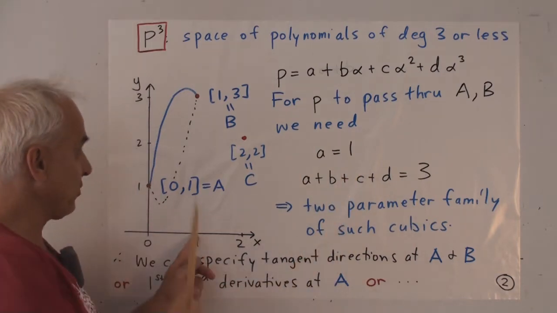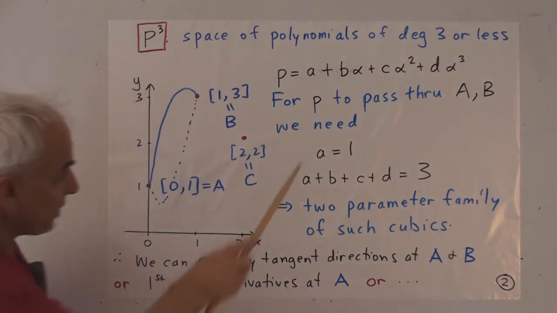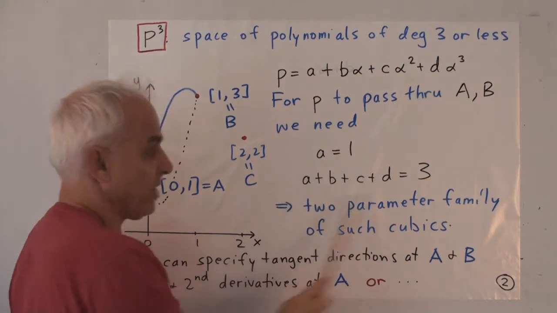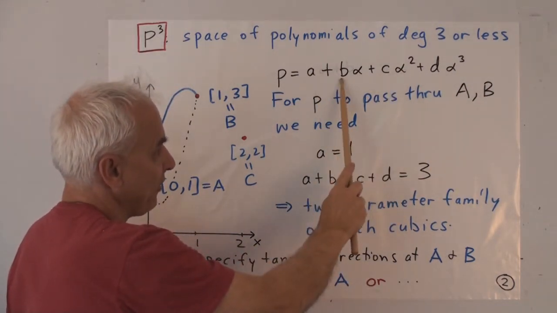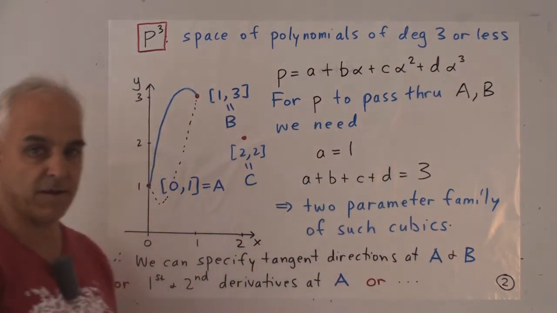The condition to pass through the point (1, 3) is a little bit more complicated, but not much. If we replace alpha with 1, then we should get 3. So if we replace alpha with 1, then this becomes a plus b plus c plus d, and we want that to be equal to 3.